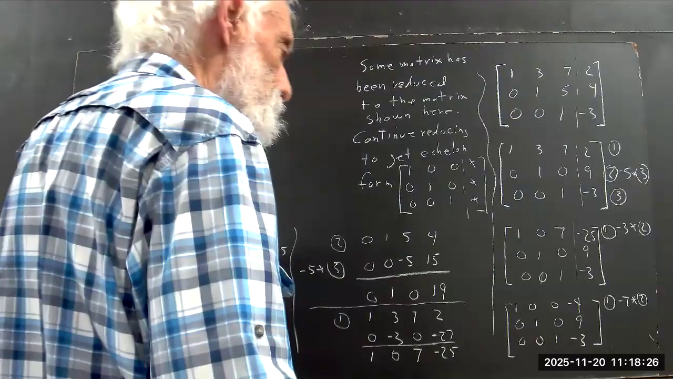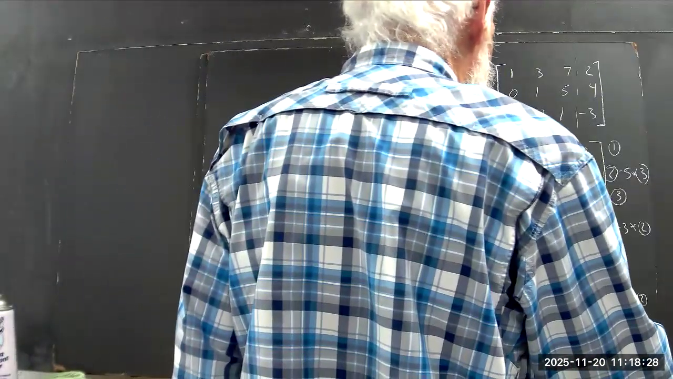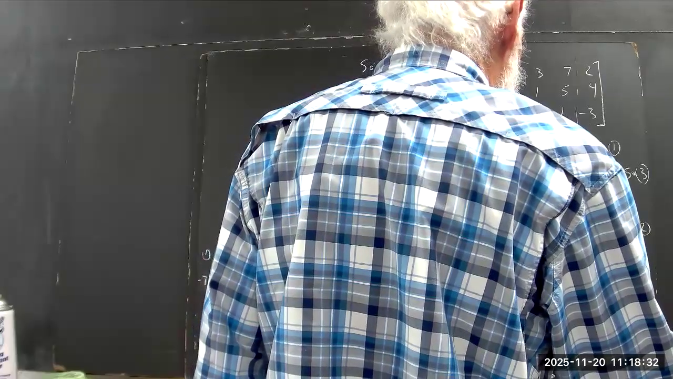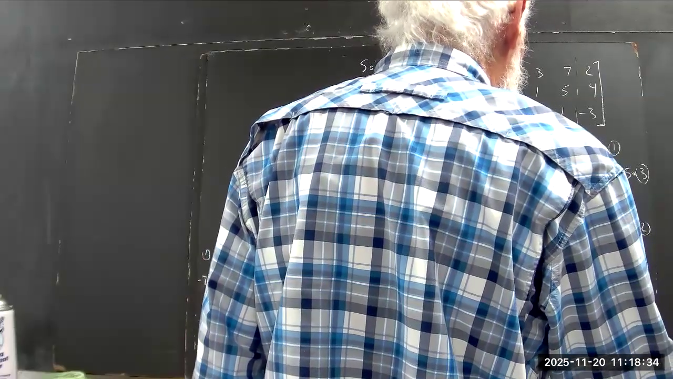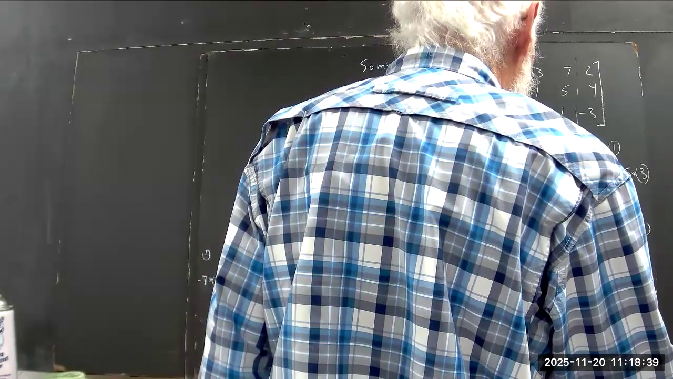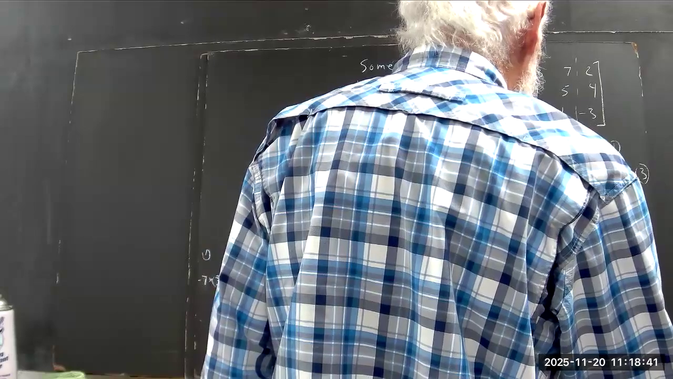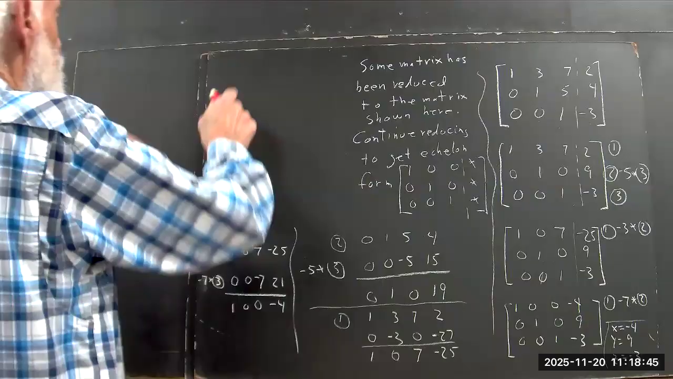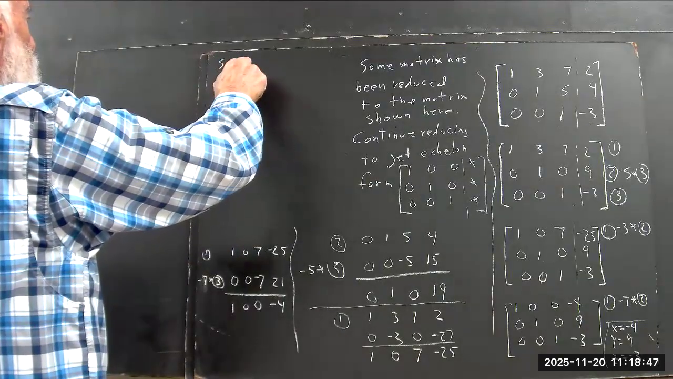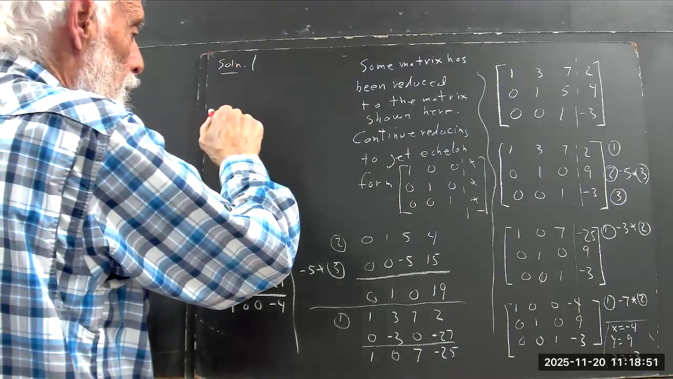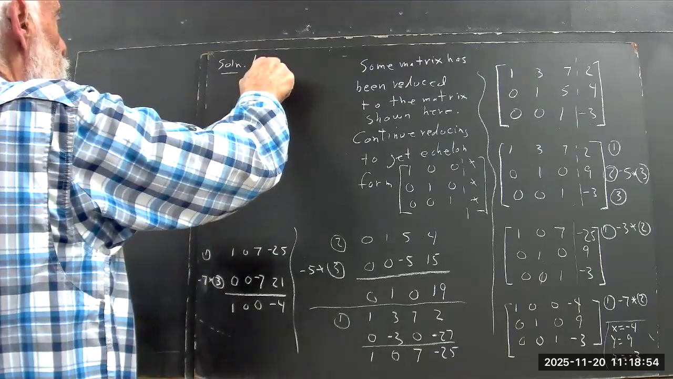Which means, I'll just write it here, x equals negative 4, y equals 9, z equals negative 3. So up here, I'm going to say solution: negative 4, 9, negative 3.